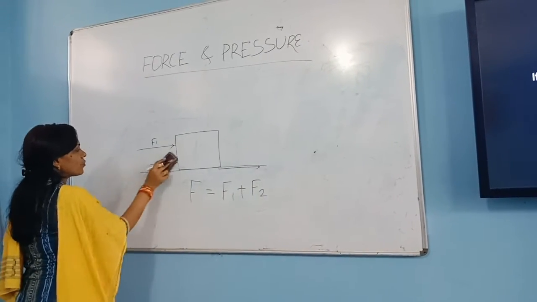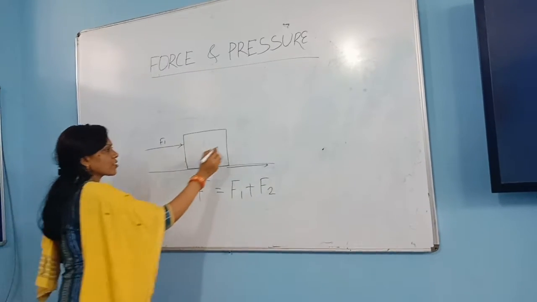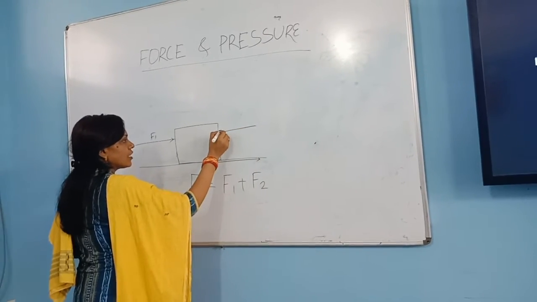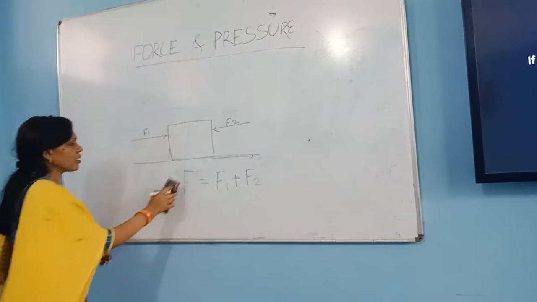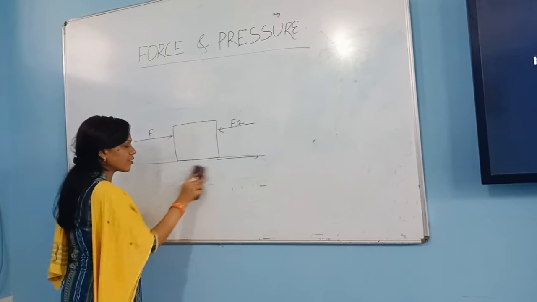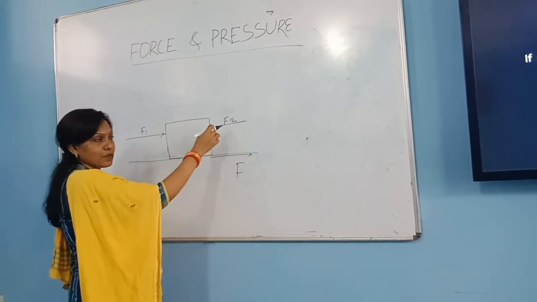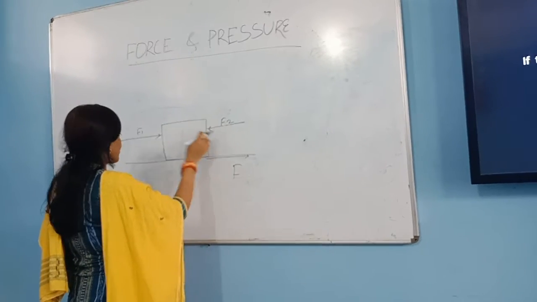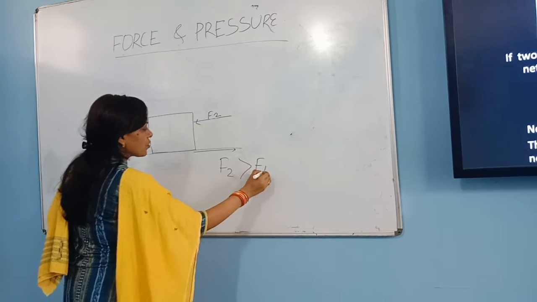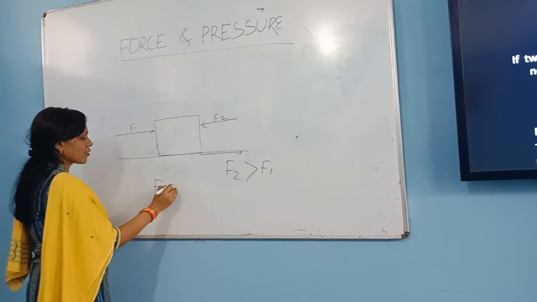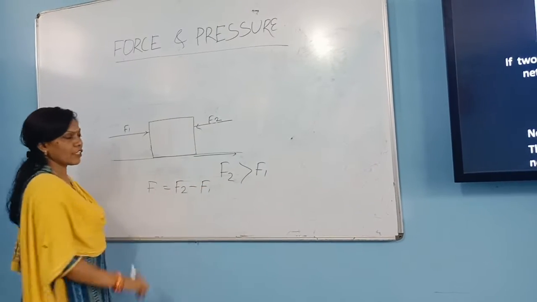So here there is one force, F1, where one boy applies the force in this direction, and another boy applies force in this direction. The two forces are in opposite directions. If F2 is larger than F1, so here the boy possesses a larger force than the other, then the net force equals the difference between these two forces. It is F2 minus F1.